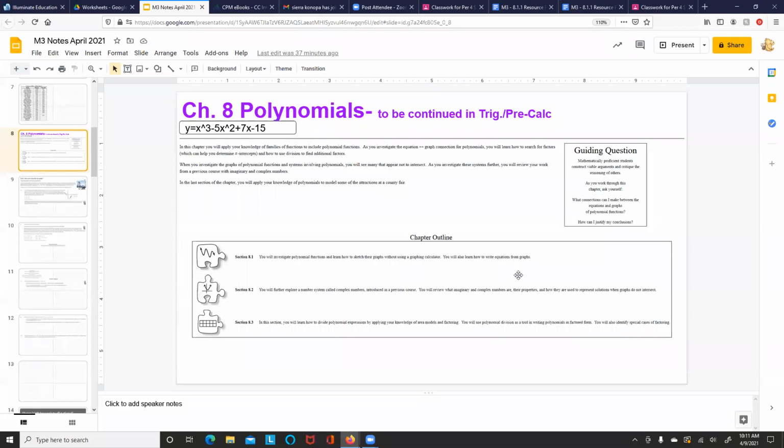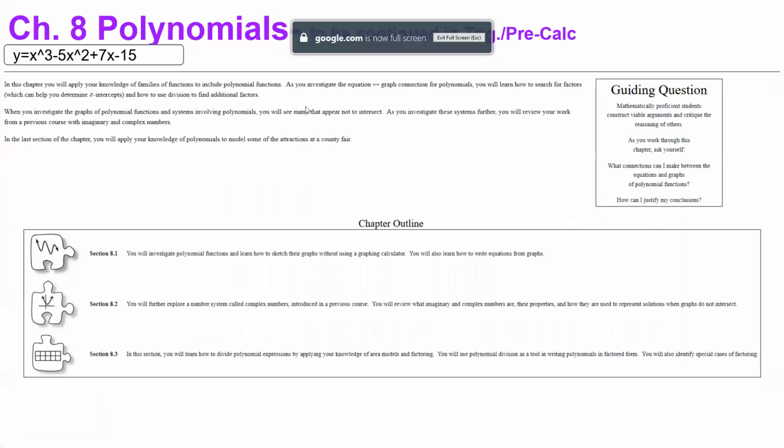Here we go. So chapter 8 is on polynomials. And the word polynomials, what is a polynomial? Here's an example of a polynomial right here. y equals x to the third minus 5x squared plus 7x minus 15.